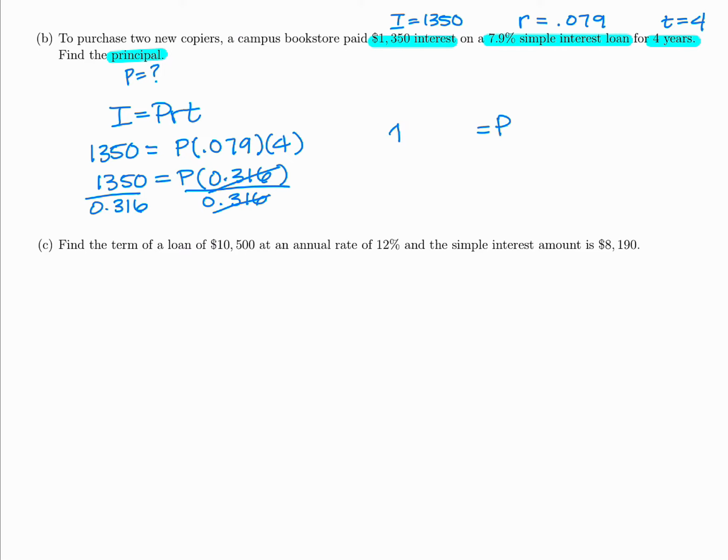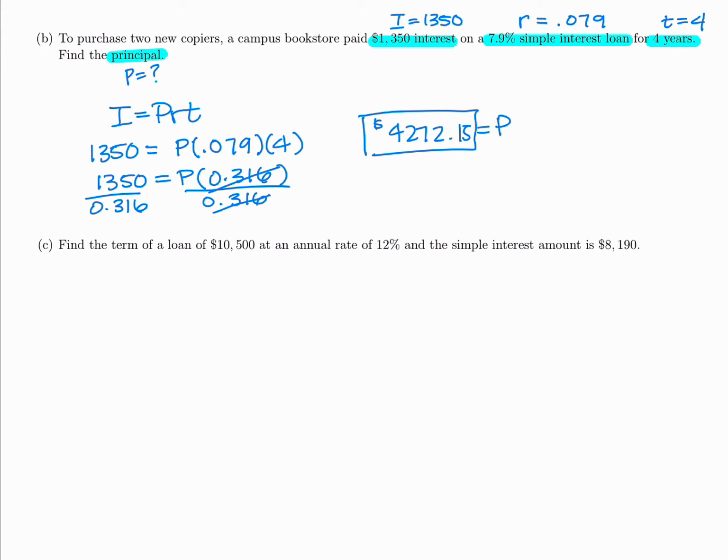And I end up getting $4,272.15. So my principal was $4,272.15. All right, we have one more question, part C.